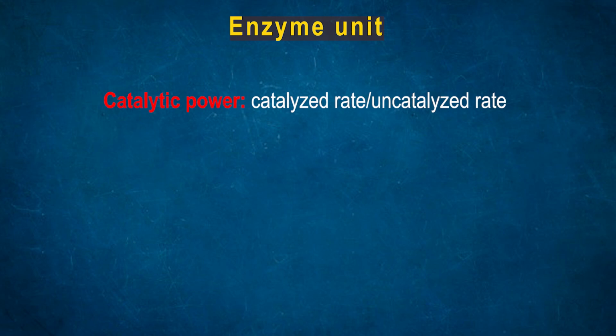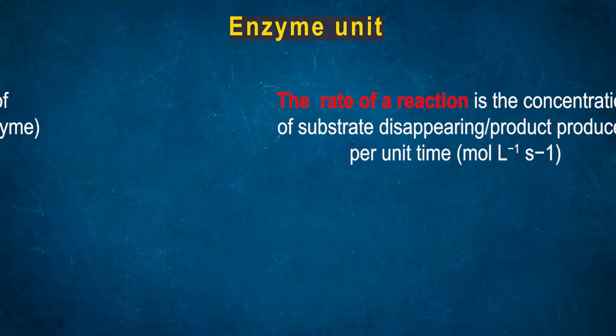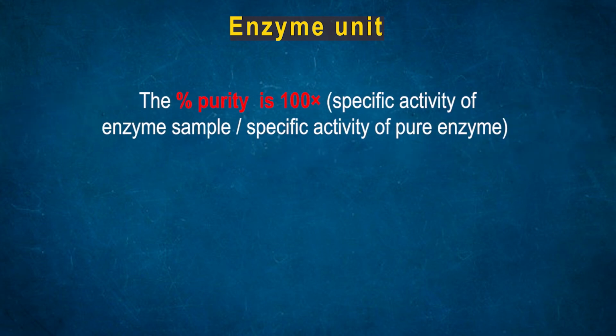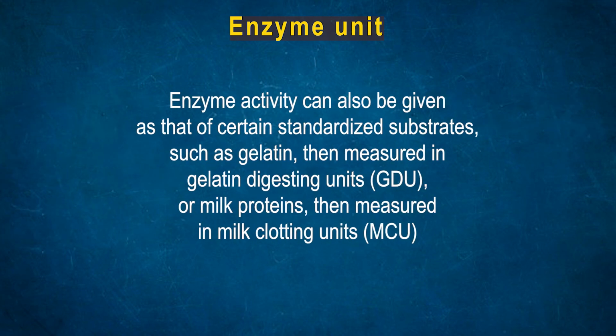Catalytic power is the catalyzed rate divided by the uncatalyzed rate. The rate of a reaction is the concentration of substrate disappearing, or product produced, per unit time, that is mole per liter per second. The percent purity is the specific activity of the enzyme sample divided by the specific activity of pure enzyme, times 100. Enzyme activity can also be given in terms of certain standard units of substrates, such as gelatin, measured in gelatin digesting units GDU, or milk proteins, measured in milk clotting units or MCU.